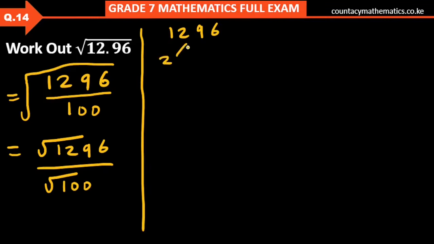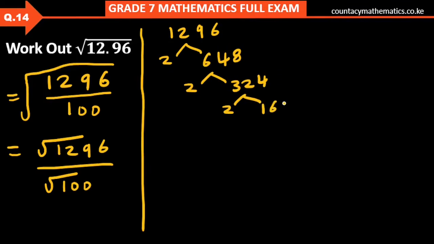factors. For instance, we divide by 2, we get 648. What do we get? 96 divided by 2, that should be 48 here. Divide by 2, we get 324. We divide by 2, we get 162. I believe that's right. We divide by 2 again, we get 81. We can't divide by 2 again, so we divide by 3.